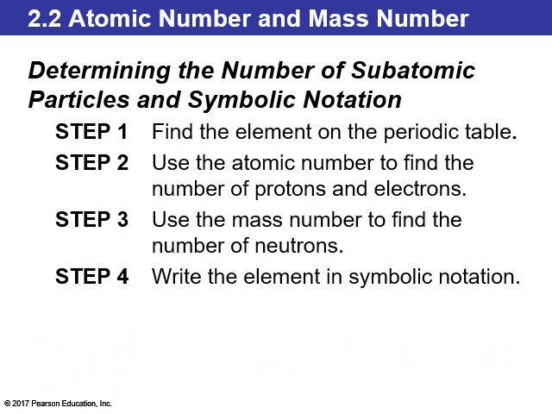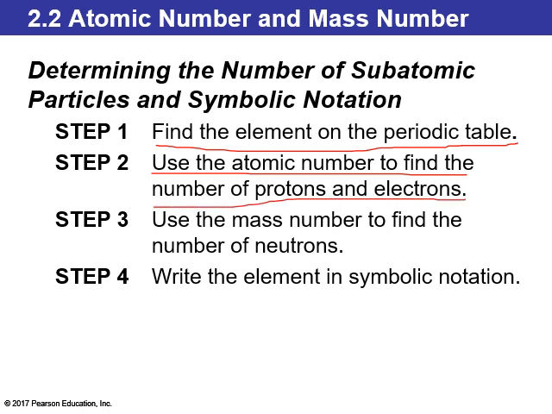So we'll have some example problems in our handouts, and this is one way that we can solve problems in which they ask you to determine the number of subatomic particles and the symbolic notation for a particular element. If you're given the atomic number, we could find the element on the periodic table of the elements. Whether you're given the atomic number or the name of the element, we could find it on the periodic table of the elements. You can then use the atomic number to find the number of protons and electrons.